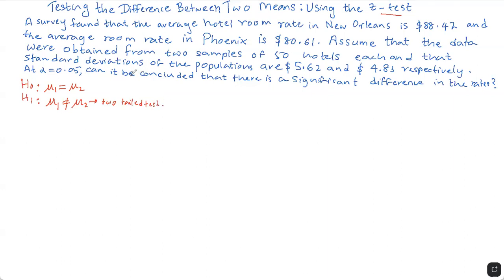Now let's look at all the information here. Here we have two populations, hotel room rates in New Orleans and hotel room rates in Phoenix. As you can see, X1 bar, the first population for New Orleans, the mean of that sample is 88.42. And X2 bar is the second population, the hotel room rates from Phoenix, which is 80.61.